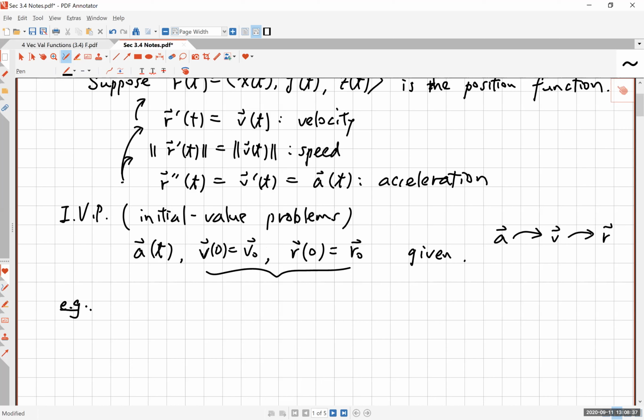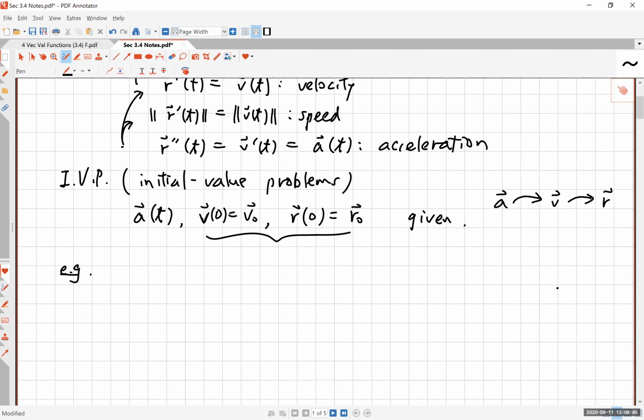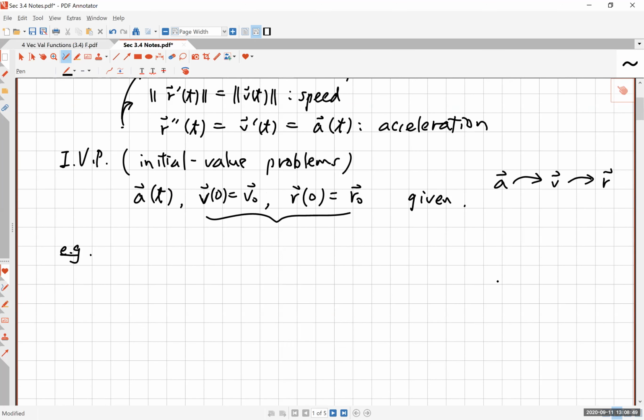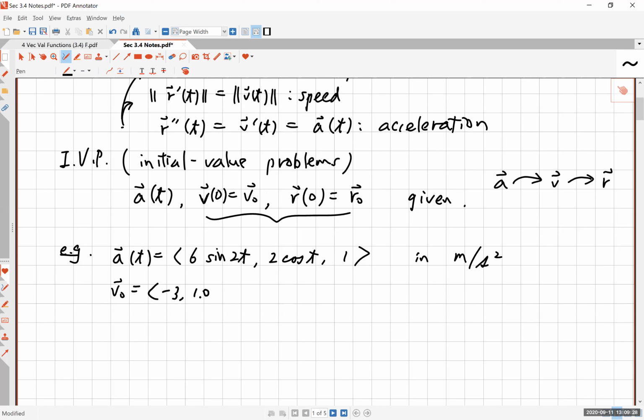Let me give you an example of this. They can be any kind of motion. It doesn't have to be due to gravity, even though we will be talking specifically about an object flying with the acceleration due to gravity. Let's say the acceleration given is 6 sine 2t, 2 cosine t, and 1. Position is given in meters, and the velocity and acceleration are given in meters per second, and because it's acceleration, it's meters per second per second, so meters per square second. Let's say the initial velocity is given as negative 3, 1, 0, and the initial position is given as 0, 0, 4.